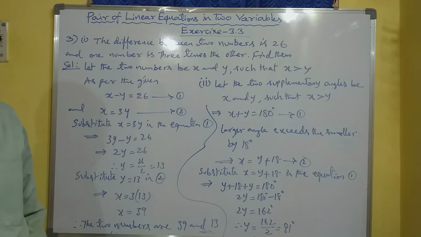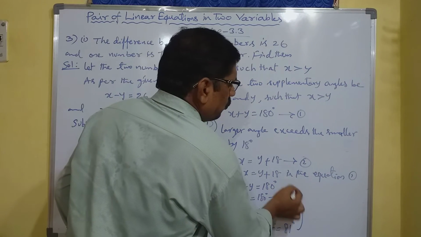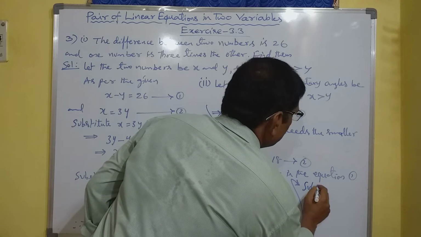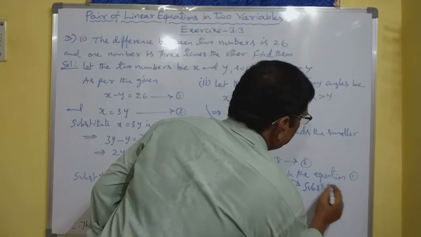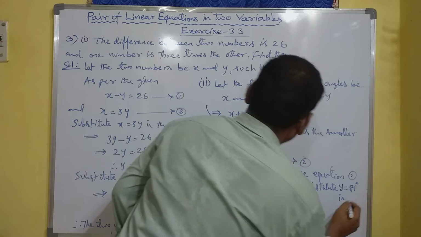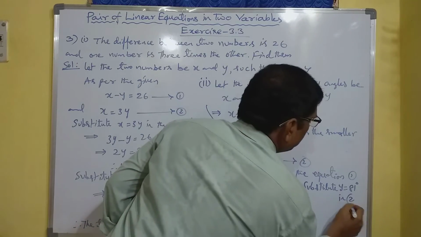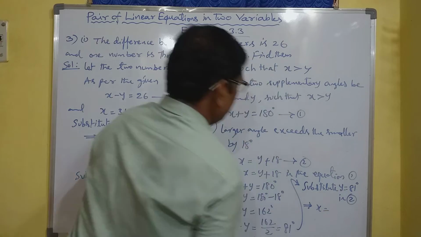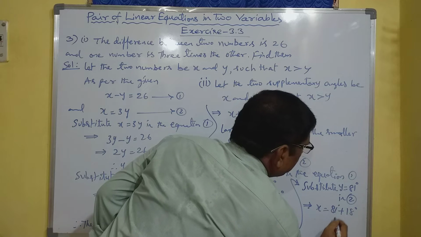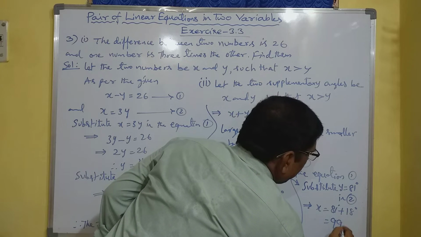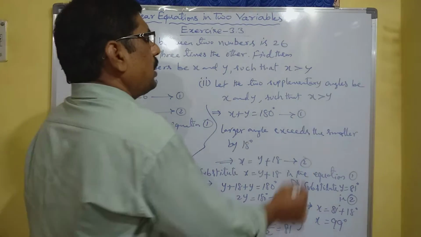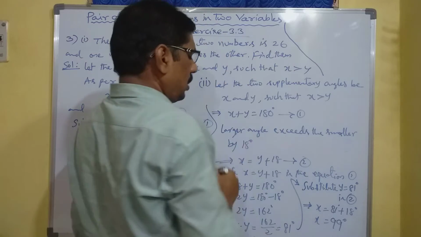Okay, we get the Y value. Now, let us find the X value. Now, substitute Y is equal to 81 degrees in equation 2. This implies we get X is equal to Y plus 18, where the Y value is 81. 81 plus 18, we get 99 degrees. X is equal to 99 degrees. Therefore, let us write the final answer here at this corner.